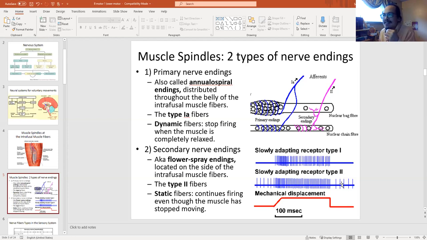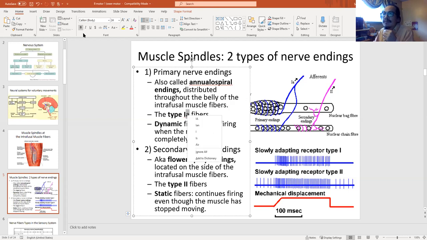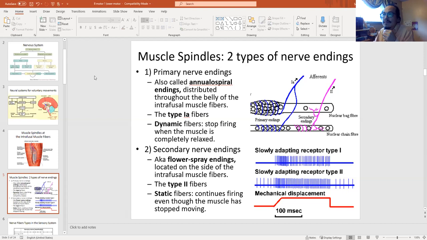So the type 1A is also called the dynamic fiber. The type 2 is called the static fiber. So I need to put A here. For some reason that A is missing. That makes more sense here. All right, so that's that. And also one thing, this type 1A is also called annulospiral ending because of the shape. The type 2 is also called flower spray ending. That's because of the shape.